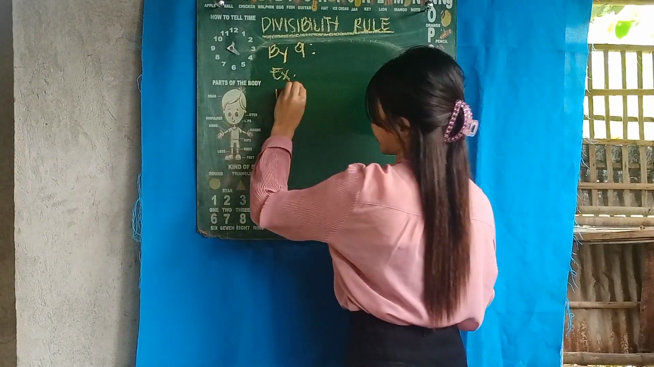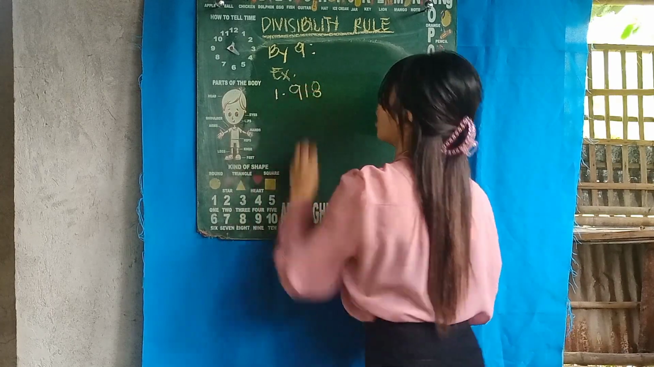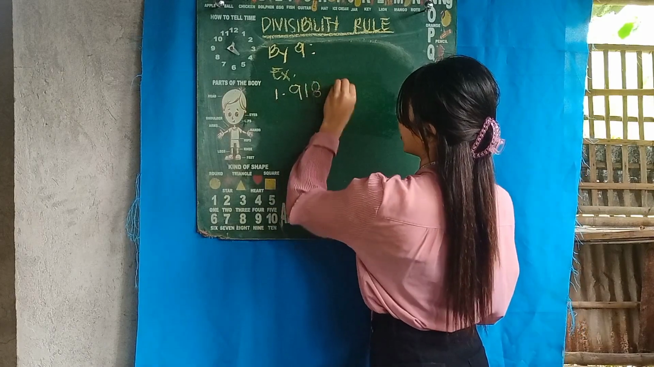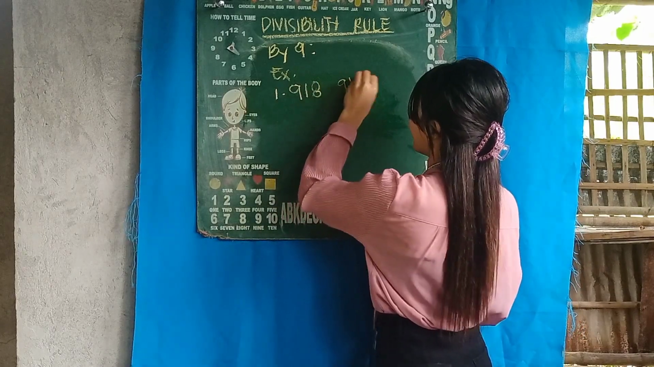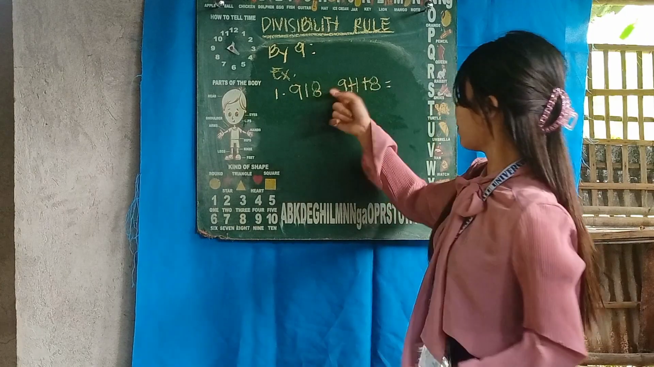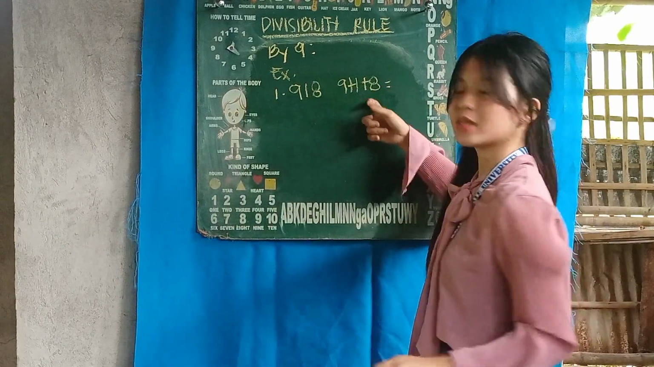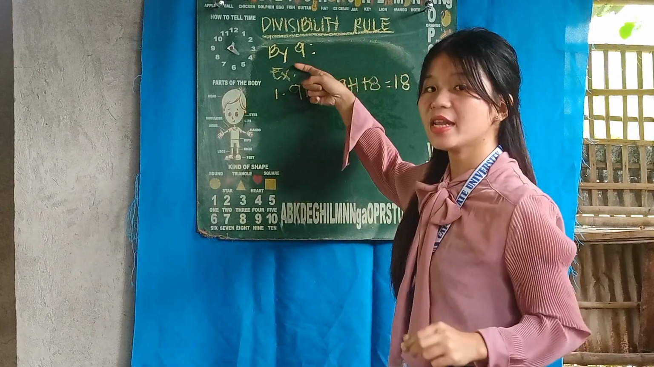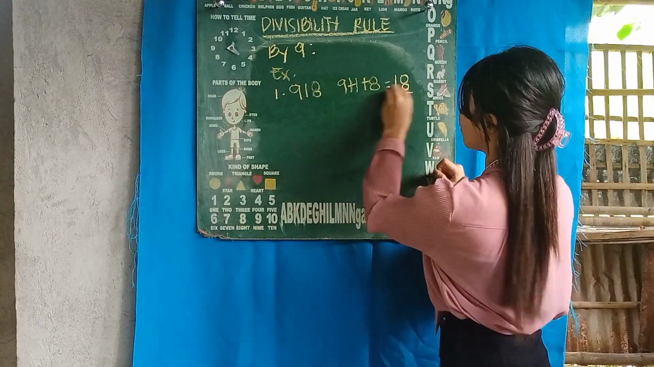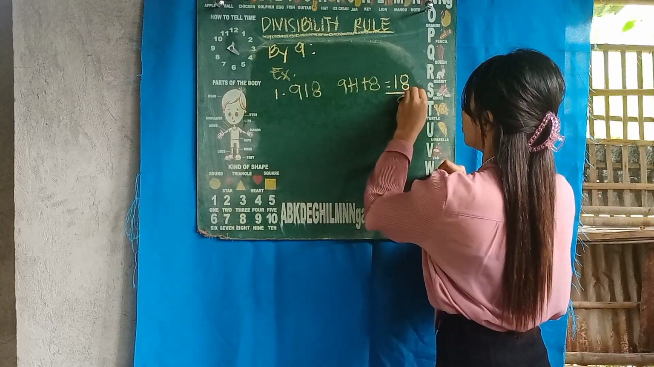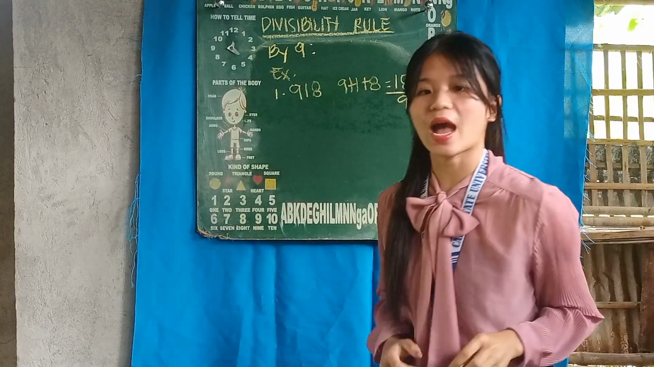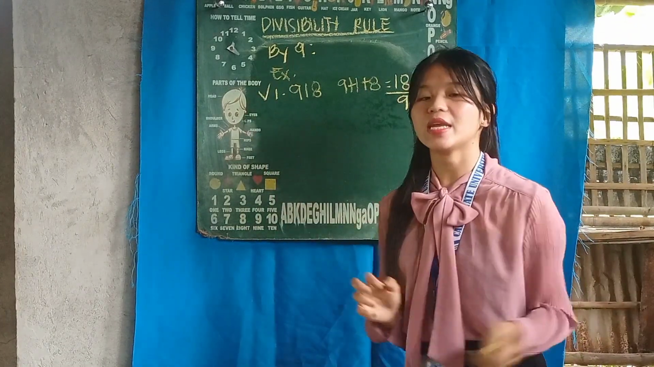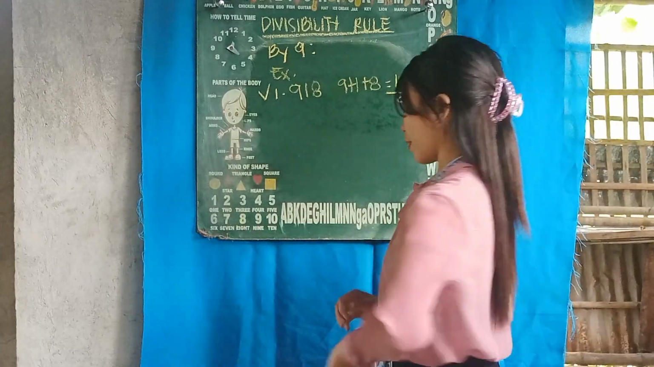So number 1 is 918. All we need to do is to add the digits one by one. So 9 plus 1 plus 8 is equals to what? 9 plus 1, 10 plus 8 is equals to 18. So is 18 divisible by 9? Yes, because 18 divided by 9 is equals to 2. That doesn't have any remainder. So 918 is divisible by 9.